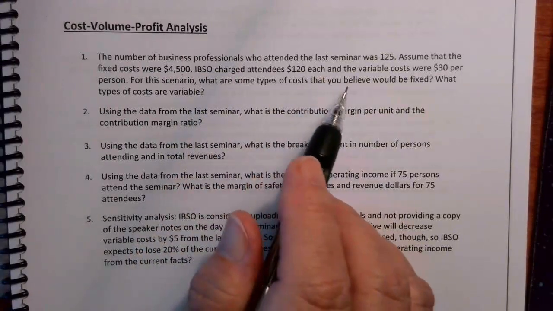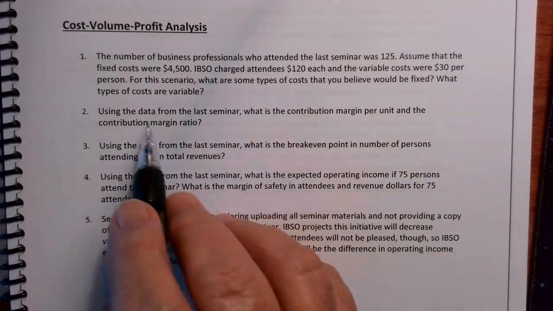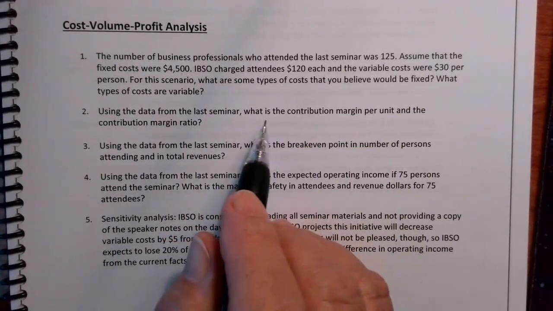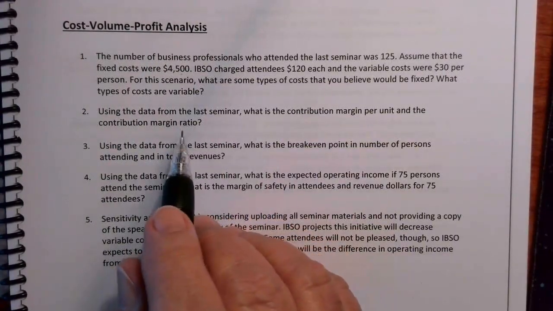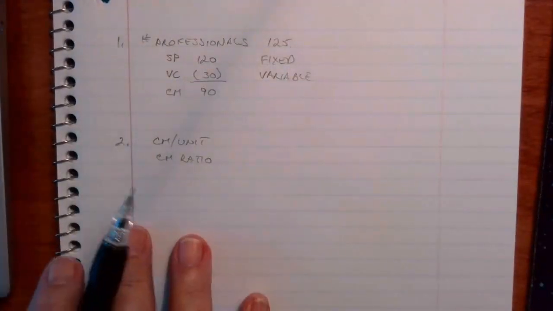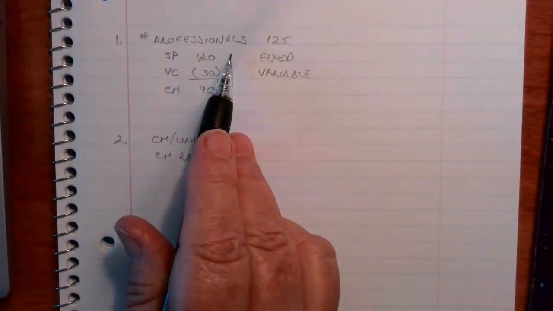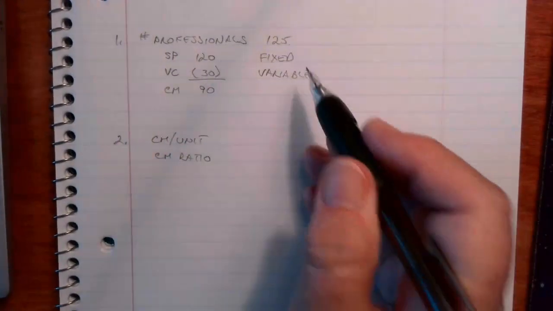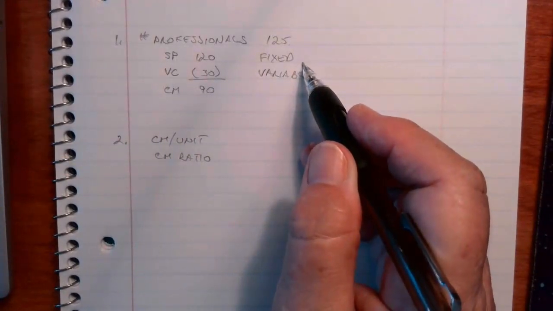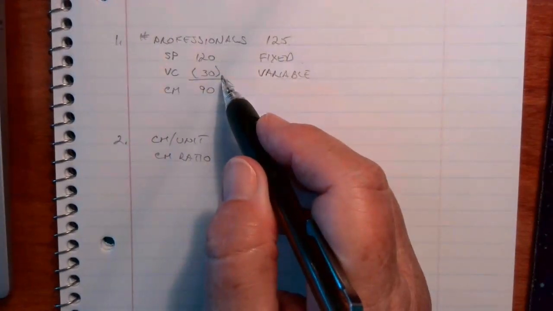So what are some types of costs that you think would be fixed, and which types of costs are variable? And then using the data from the last seminar, what's the contribution margin per unit and the contribution margin ratio? Okay, so let's just do those two. So the number of professionals was 125, and the fixed costs, this is what they charged everybody, was 120, and the variable costs were 30, okay?